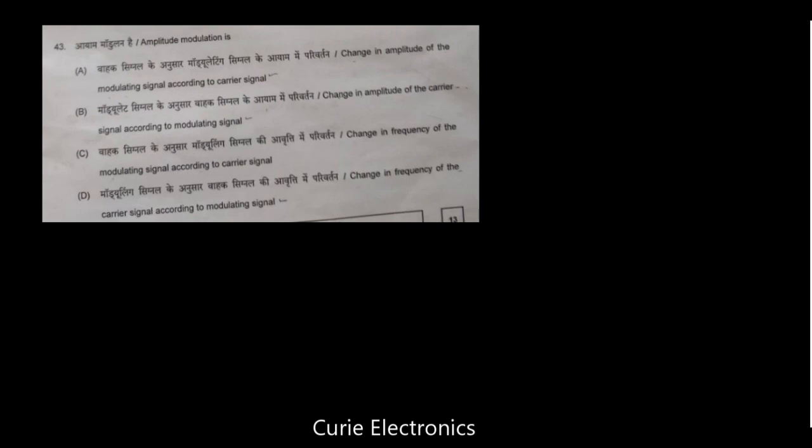Question number 43. Amplitude modulation is. In amplitude modulation, we have a carrier wave. We have a constant frequency carrier wave with the same amplitude.